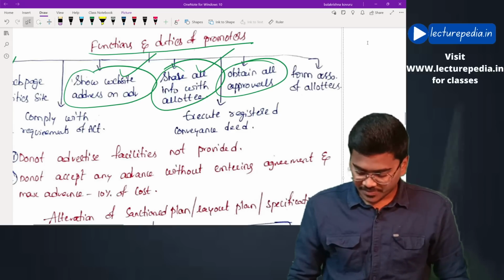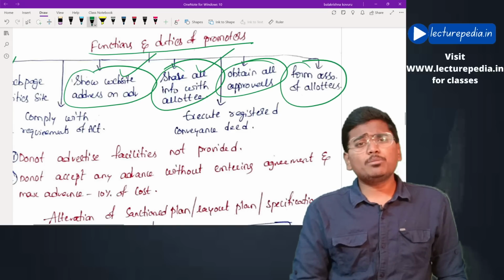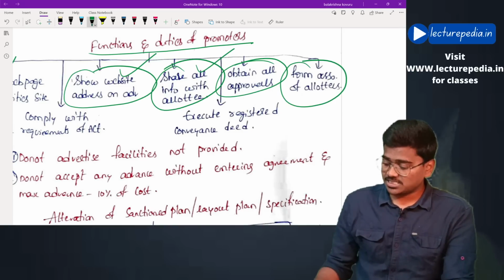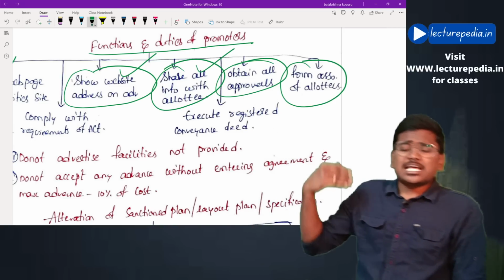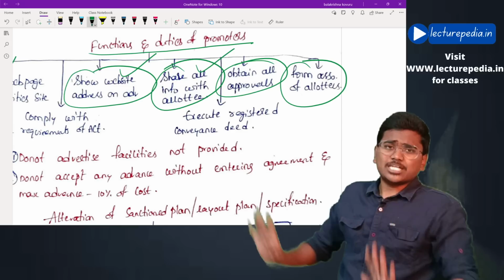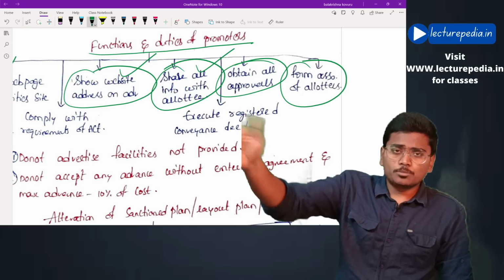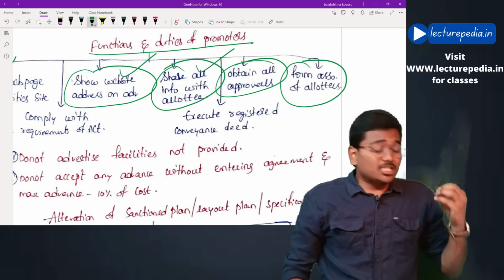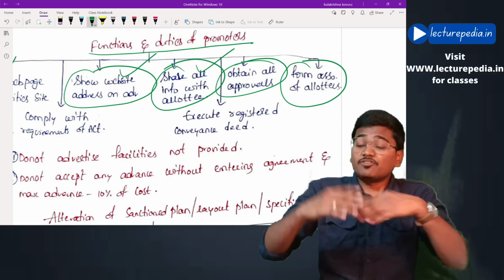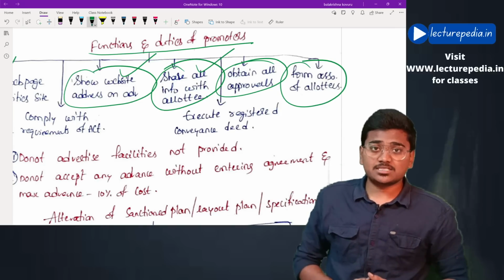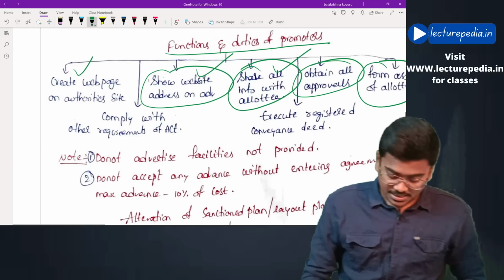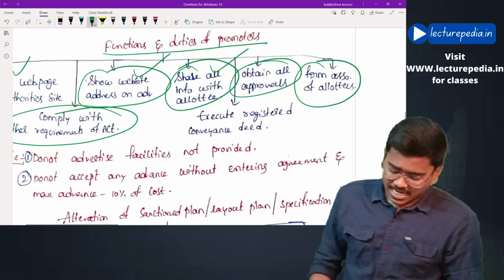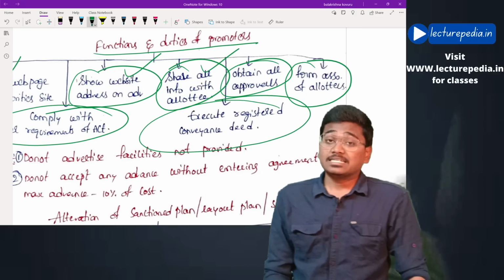Hope this is clear. Next, the promoter should also help in the formation of the association of allottees. Once the apartments have been sold, there will be various allottees to whom the plots or apartments have been allotted. Now the promoter should help in the formation of the association of allottees. Hope this is clear. And comply with such other requirements of the act and execute a registered conveyance deed.